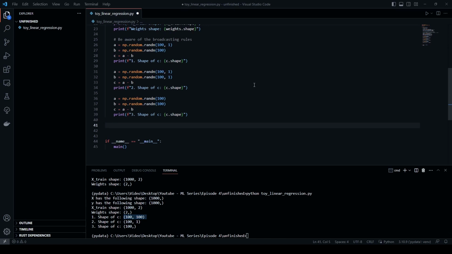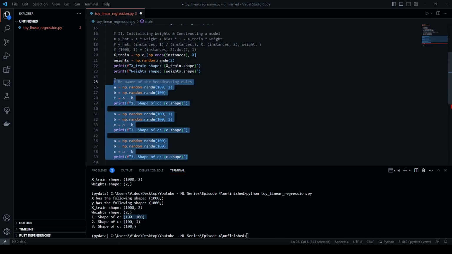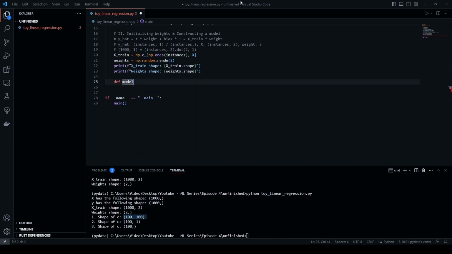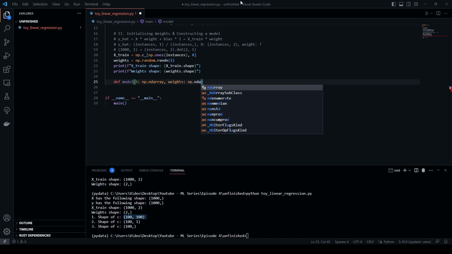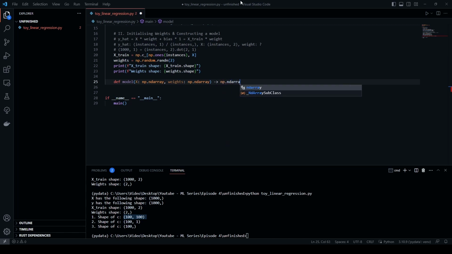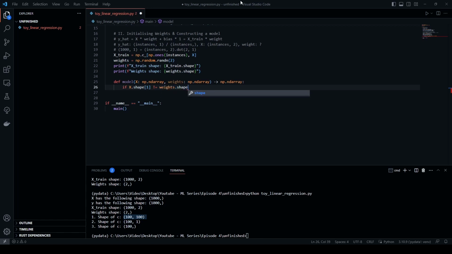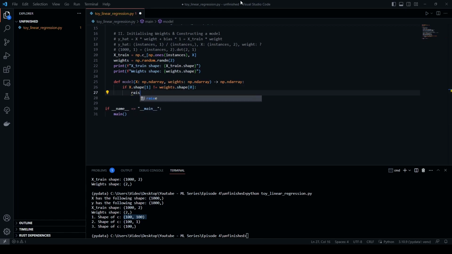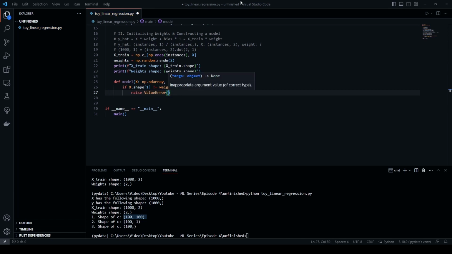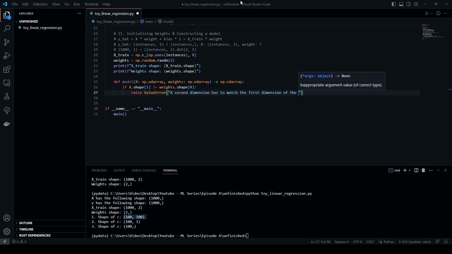Okay, let's continue with our model. Let's delete these lines, we don't need them. So what will we give as an input? Of course, for the model we need x. We also need the weights, and we will pass NumPy arrays. We can even check: if the second dimension of x doesn't match the first dimension of the weights, then it should raise an error, simply because the second dimension of x has to match the first dimension of the weights.